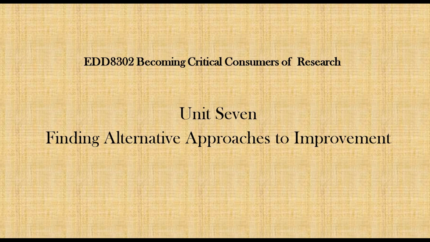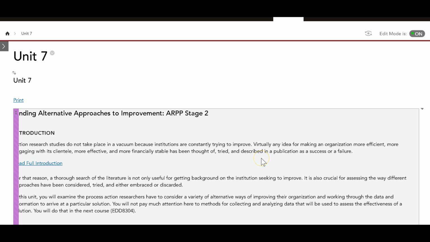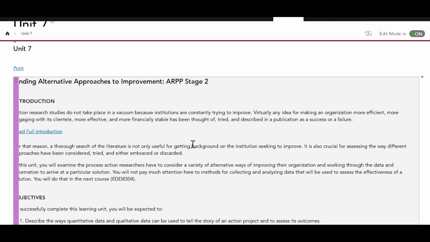Welcome to Unit 7. In this unit, you are going to continue to understand the process of the Action Research Project by looking at the second step in the process, finding alternative approaches to improvement. Now, the beginning and introduction talk about how action research does not take place in a vacuum. That's part of what makes it such a real tool that can be used. Your institutions are constantly trying to improve, and this is the tool to help with that.